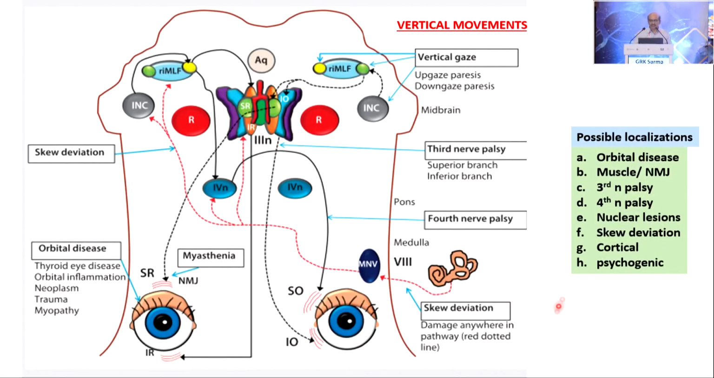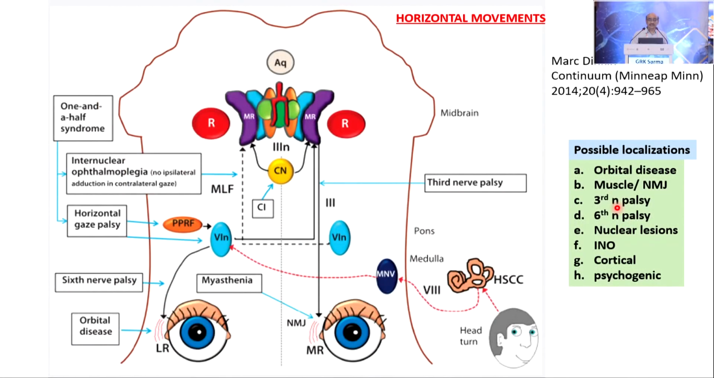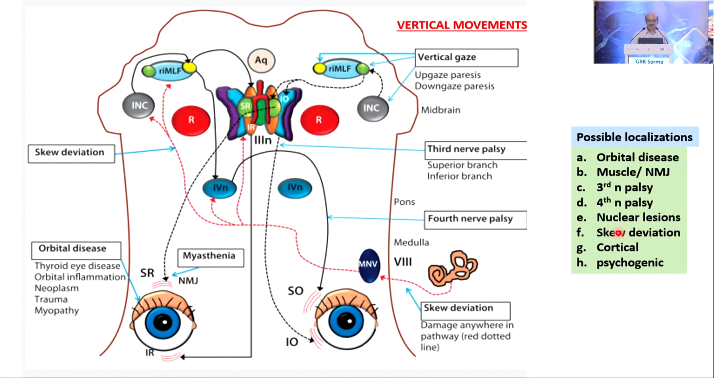For the vertical movements, almost a similar mechanism, except that you have the 4th nerve here. Previously, you have seen for horizontal eye movements, 3rd and 6th are important. For vertical, it is 3rd and 4th. Otherwise, the mechanism is almost similar. What is important to note is that here you get a skew deviation because you have otolith and vestibular organs. They are connected by graviceptive fibers through the MLF to the opposite side, INC and RMLF. That is why you get a skew deviation.